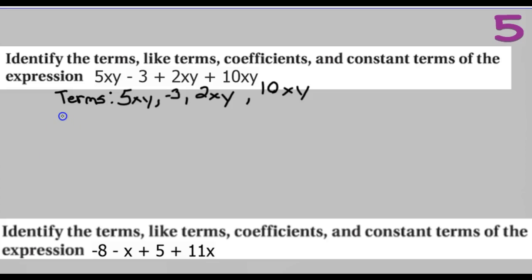Second thing we're looking for is our coefficients. Now, if you remember back to the last slide, our coefficients were the numbers in front of our letters. So our coefficients are going to be 5, 2, and 10.